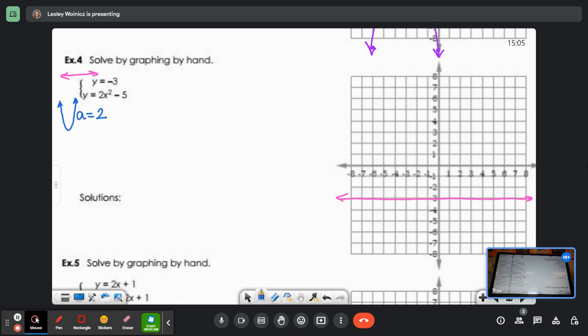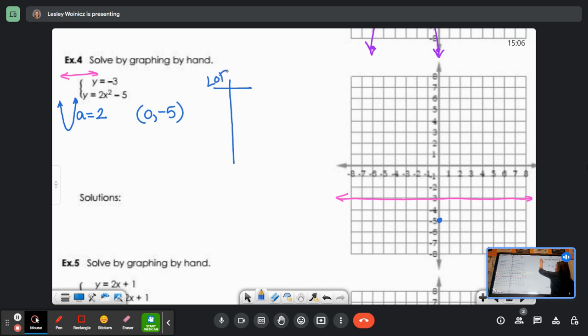Okay, now this is a tricky question. What are the H and K? 0, -5. Good. There's nothing added or subtracted to my X before it gets squared, so I know that my H is 0. Remember, the K is the one that is outside of parentheses. It's just the constant at the end. Okay, 0, -5. Now, here's my table.